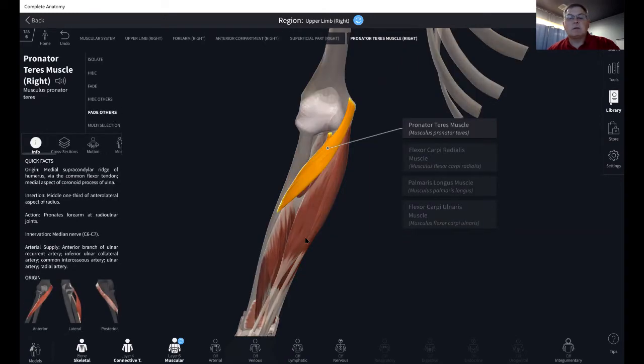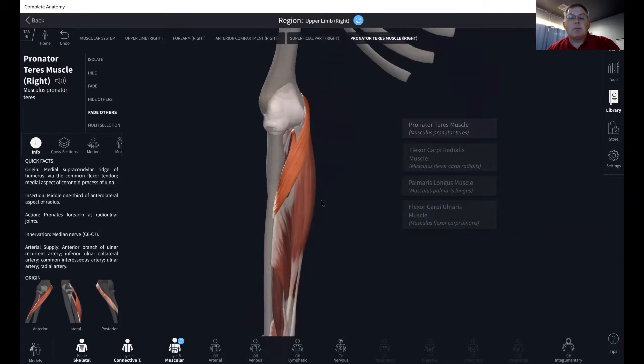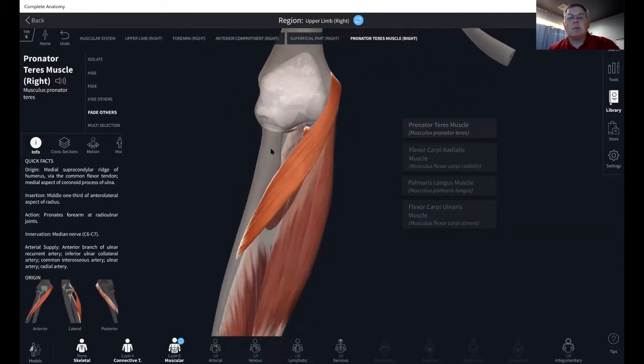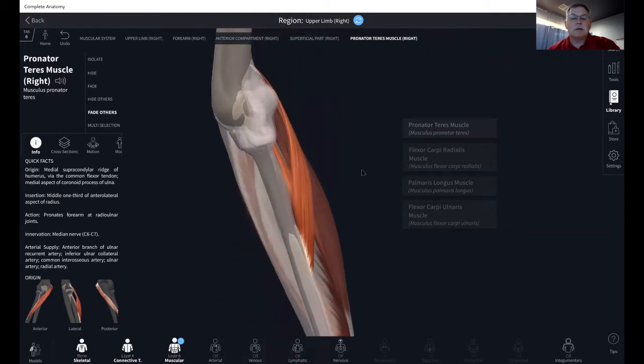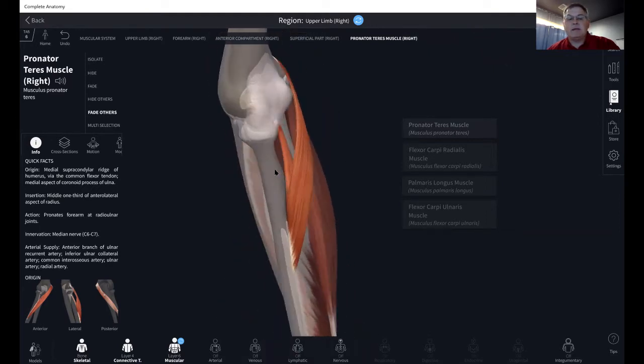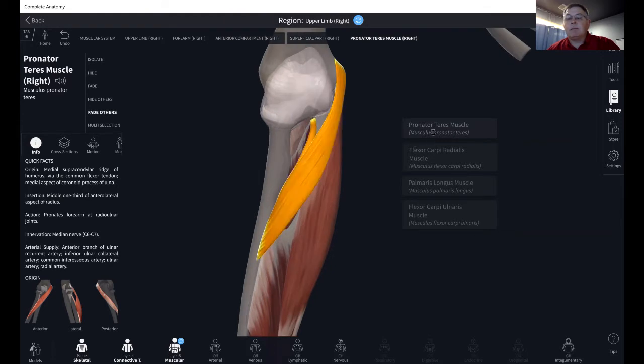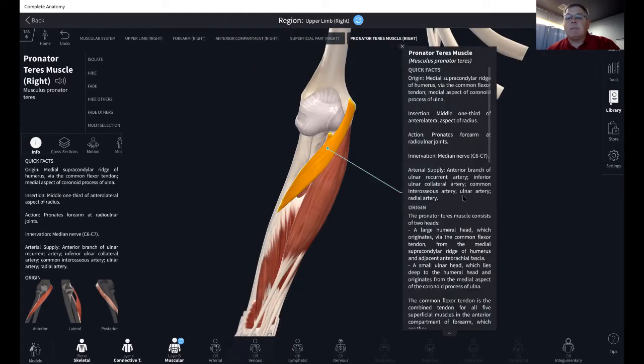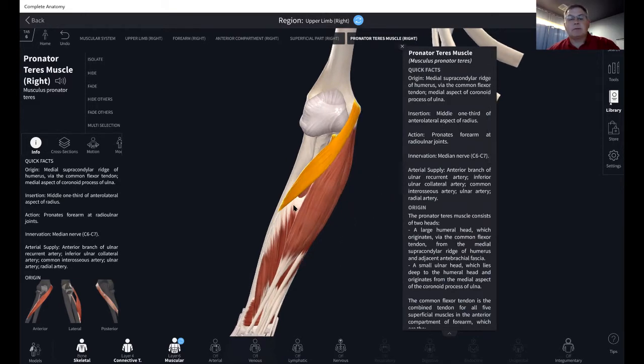Let me fade those others. So both origin off of the ulna and the humerus and this bifurcated muscle itself. We look back at it. Let me bring those others back in. Its insertion, the middle 1/3 of the anterolateral aspect of the radius.